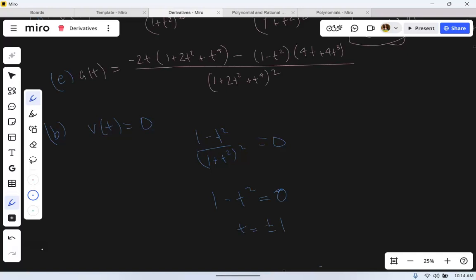Which one doesn't make sense? You can't be a time traveler. I can't go negative 1. So 1's the only one, right?